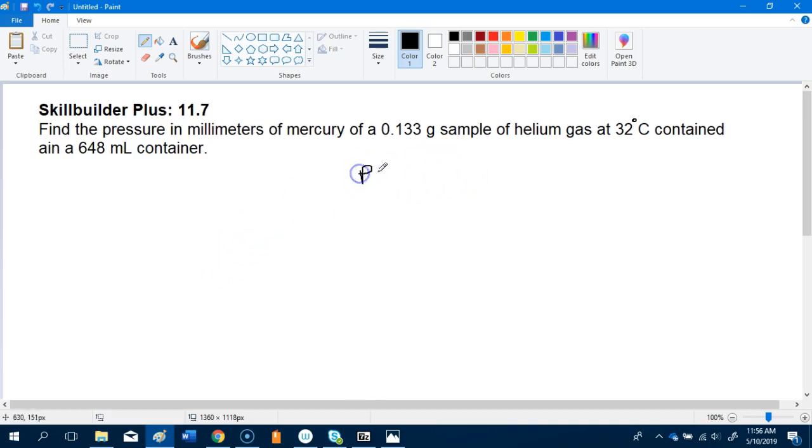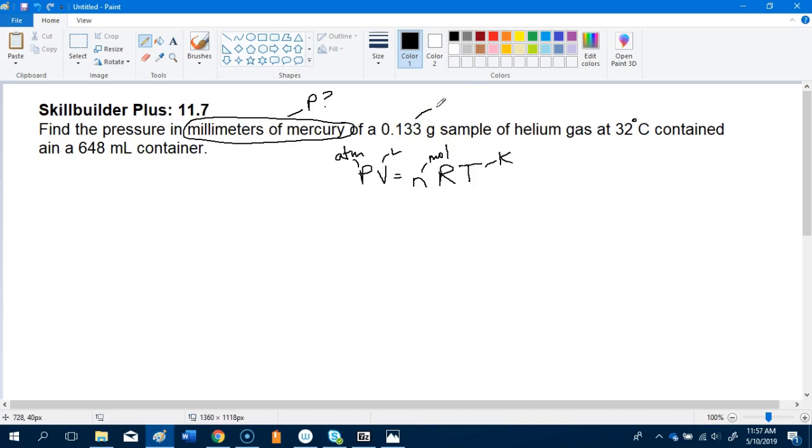So we're using the ideal gas law of PV equals nRT, where pressure needs to be in atmospheres, volume needs to be in liters, amount needs to be in moles, and temperature needs to be in Kelvin. Now, looking at our question, find the pressure in millimeters of mercury. Well, our pressure when we use the ideal gas law is in atmospheres. So in the end, when we find out what the pressure is in atmospheres, we're going to have to convert back to millimeters of mercury. So that's the pressure is what we're trying to find.